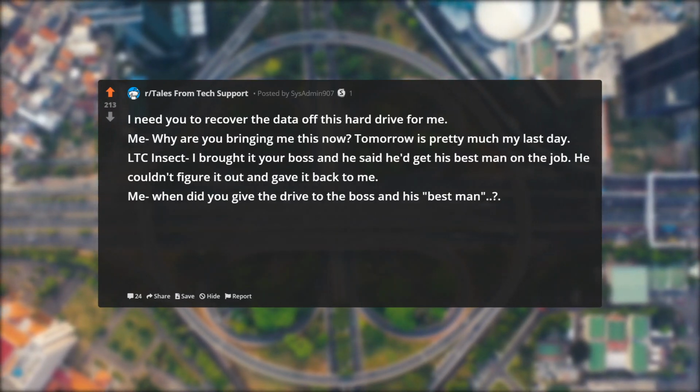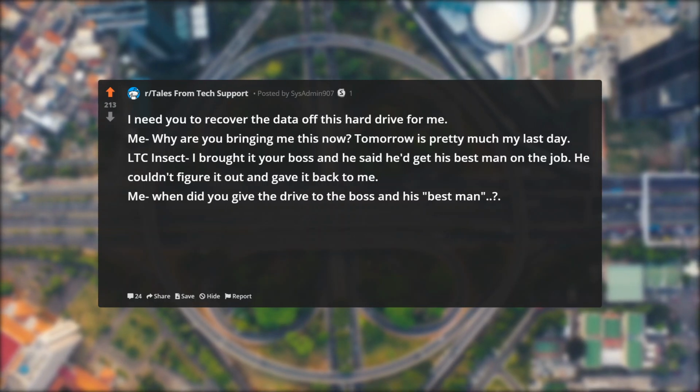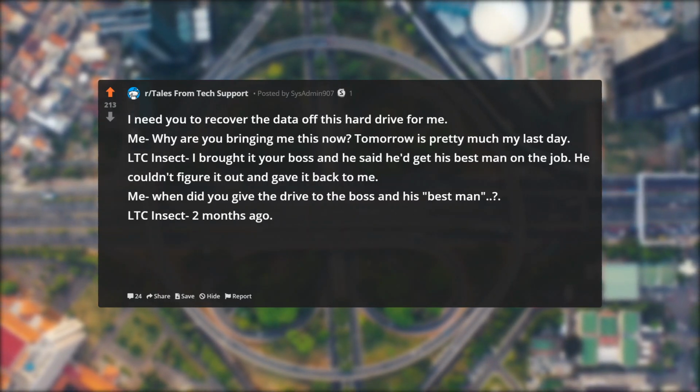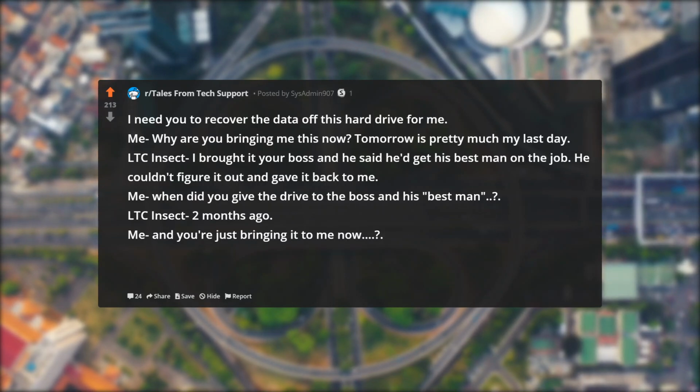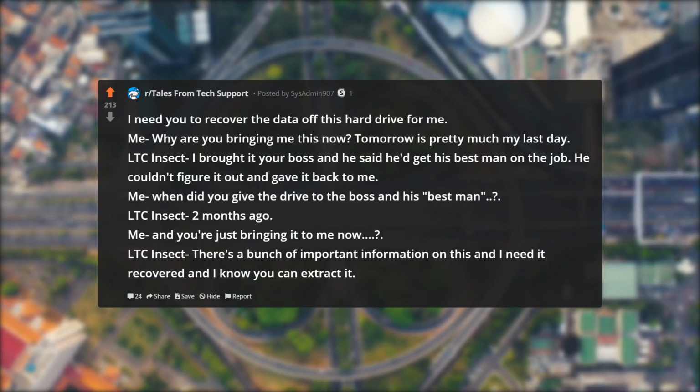Me: When did you give the drive to the boss and his best man? LTC Insect: 2 months ago. Me: And you're just bringing it to me now? LTC Insect: There's a bunch of important information on this, and I need it recovered, and I know you can extract it.